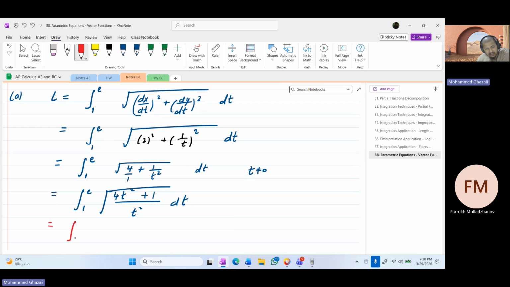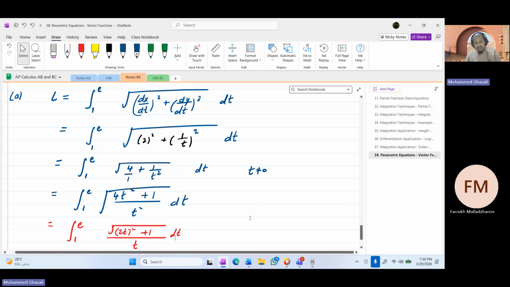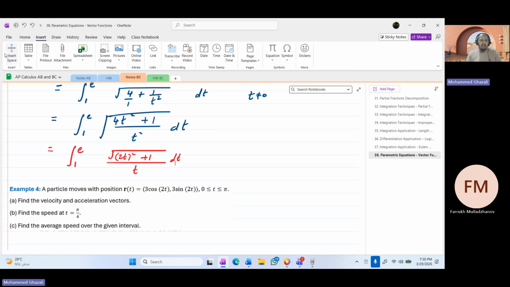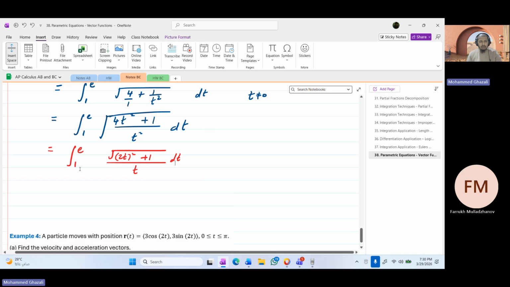Next one, integral from 1 to e. See this 4t squared plus 1 over t squared? That is the square root of 2t squared plus 1, over the square root of t squared, which is just t. You can put the absolute value of t, but remember the absolute value will fall out because it's from 1 to e. 1 is positive, e is positive. That's the reason why the absolute value falls out.